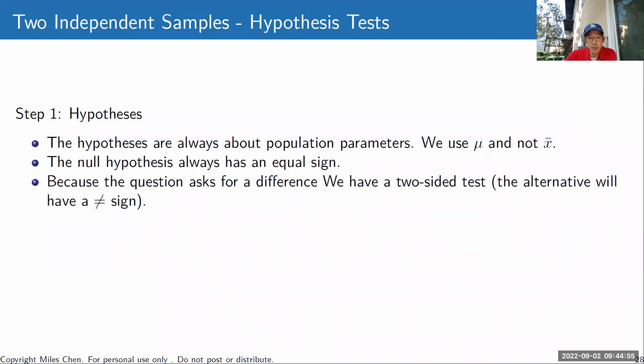Okay, so here, when we write our hypotheses, these are the same rules that I write on all of our hypothesis slides. In this case, we have two populations, so we're going to have two mu's, a mu1 and a mu2. Our null hypothesis is that the two means are equal to each other, that mu1 is equal to mu2. The alternative will be that they're different, that mu1 is not equal to mu2, that there is a difference between these two population means. Mu1 is different from mu2.